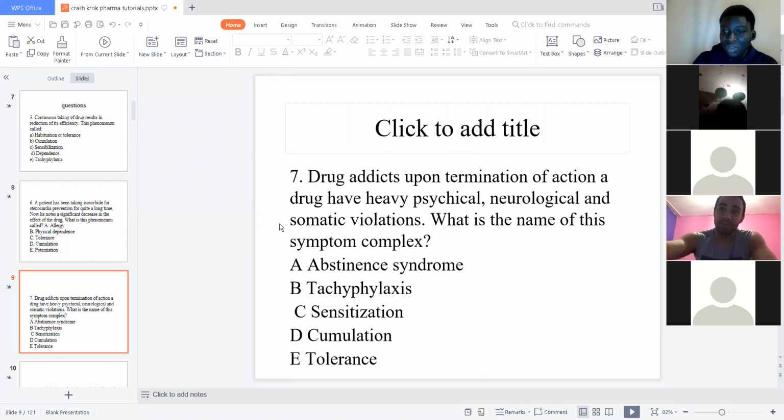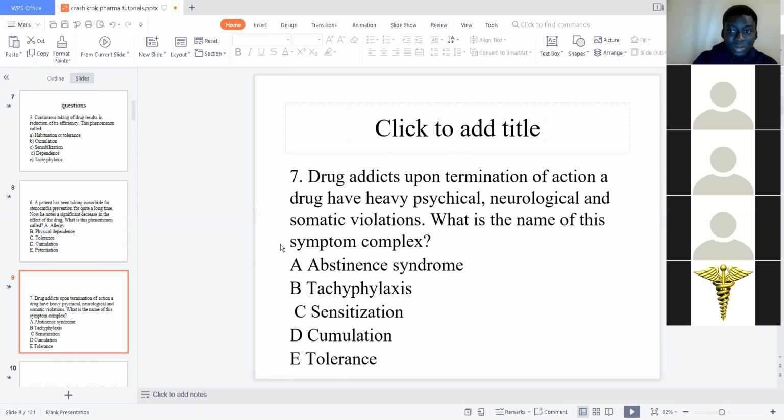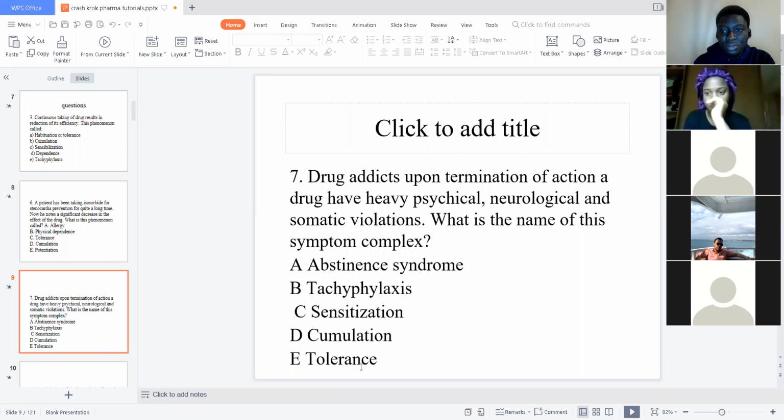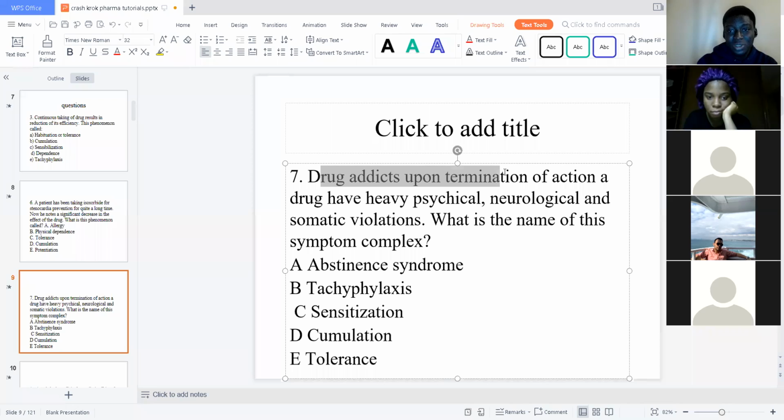The next question is this. Amin, this is your question. Drug addicts, upon termination of the action of the drug, have heavy physical and neurological disturbances. What's the name of this symptom complex? If the question mentions the drug having heavy physical and neurological effects, I think it's tachyphylaxis.